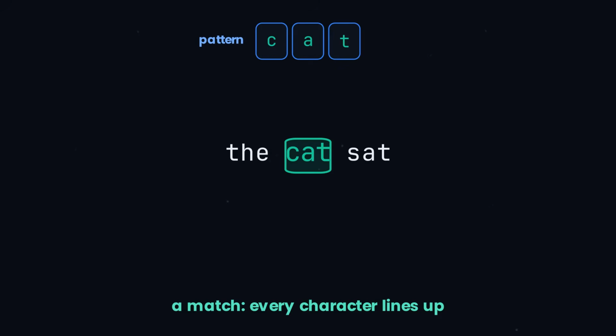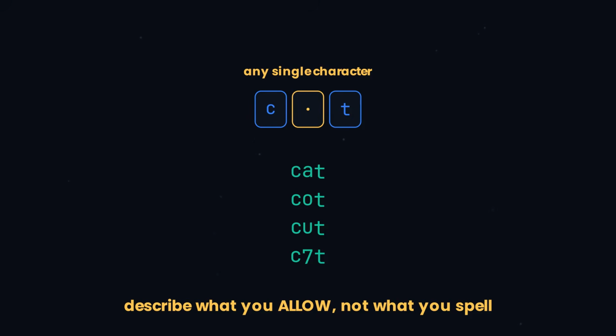Matching exact letters is rarely what we want, though. How do we say any character will do here? Meet the first special character, the dot. A dot matches any single character, a letter, a digit, a symbol, almost anything at all. Picture each position in the pattern as a slot, and the dot is a slot that accepts whatever shows up. The pattern C.T happily matches cat, cot, cut, even C7T. The power comes from describing what you allow, not the exact letters you spell.